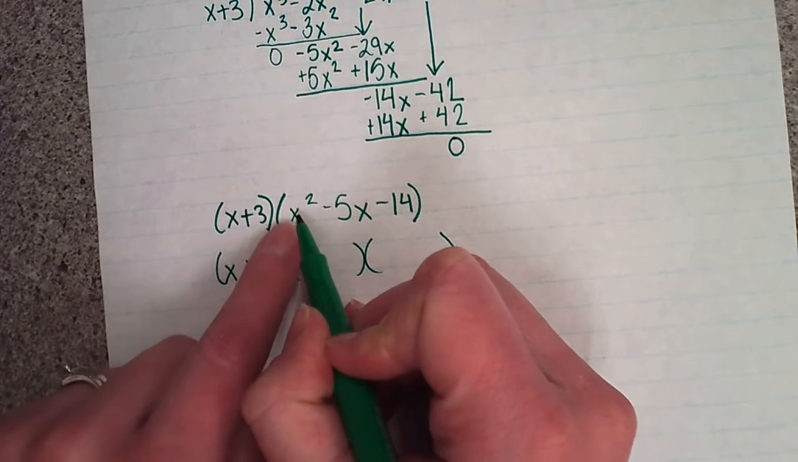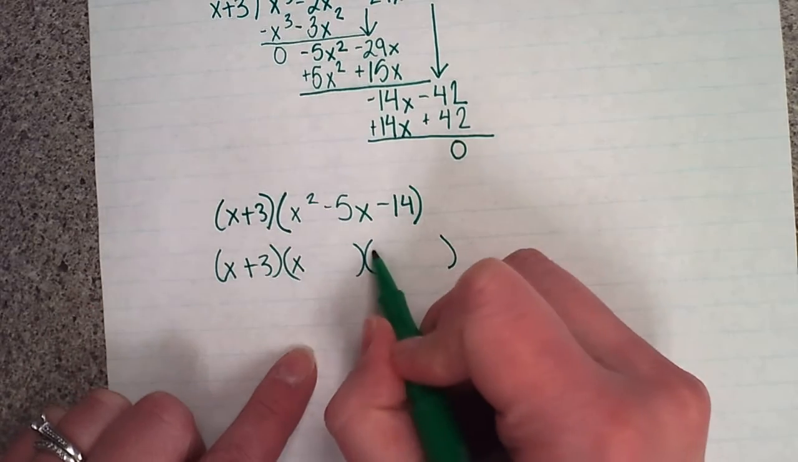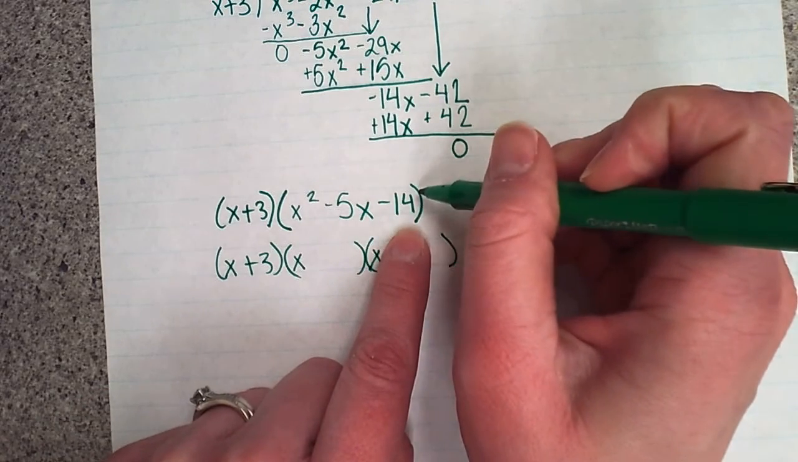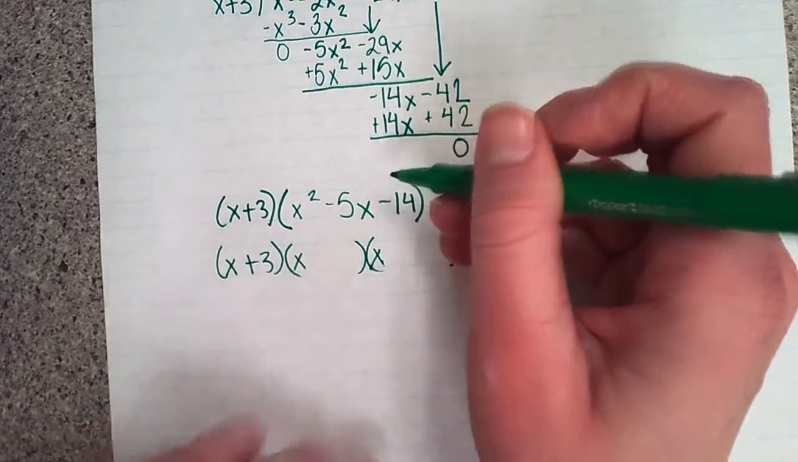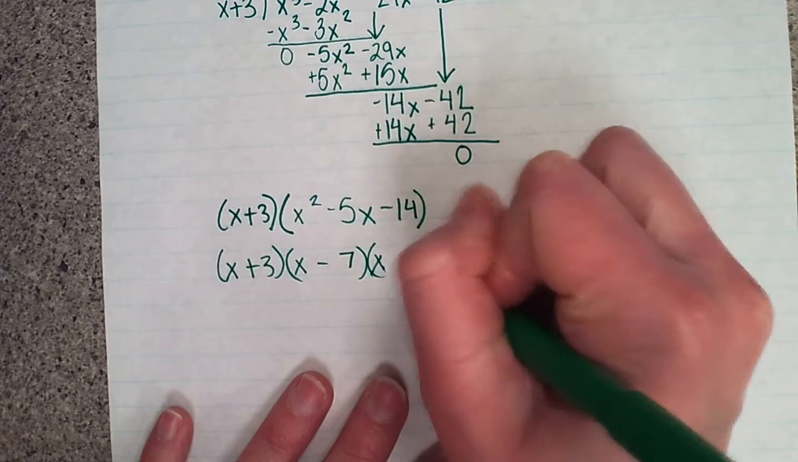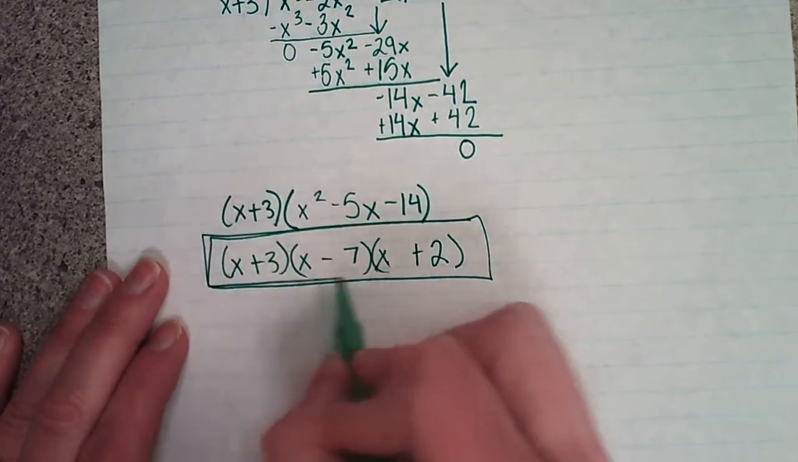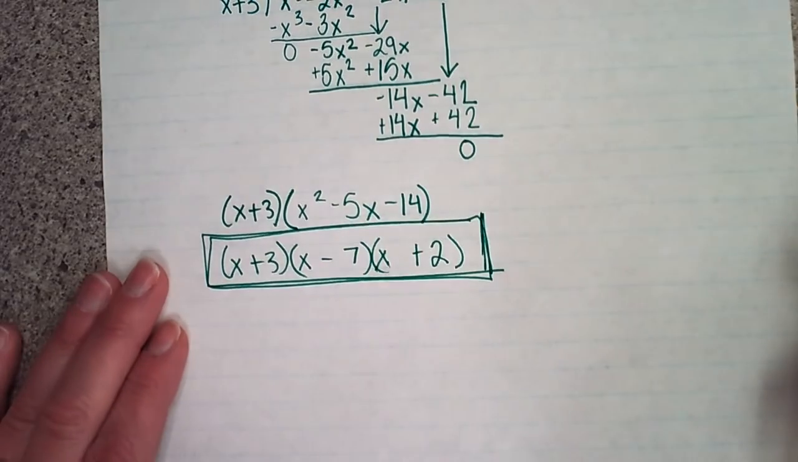So what am I going to get here? What times what is x squared? That's x and x. And then I have to think what multiplies to make negative 14 and adds to make negative 5. And that would be negative 7 and positive 2. And then this is my fully factored form here. That is my product of linear factors representing my original function, f of x.